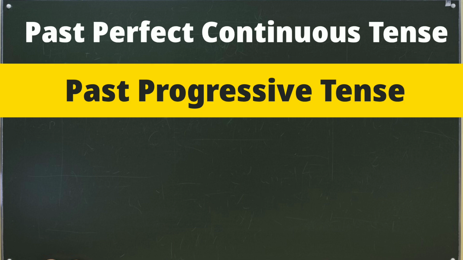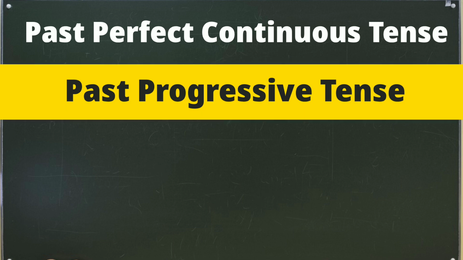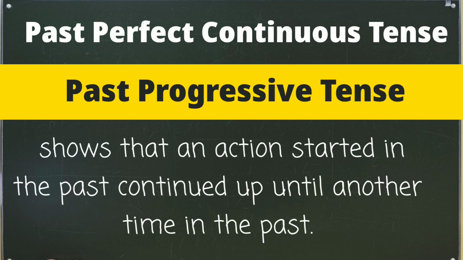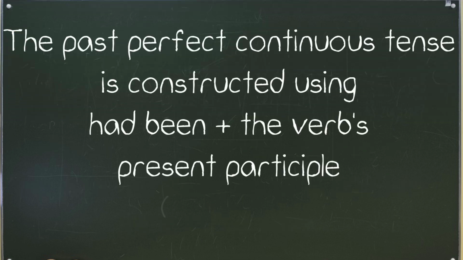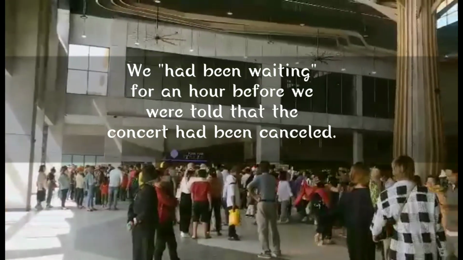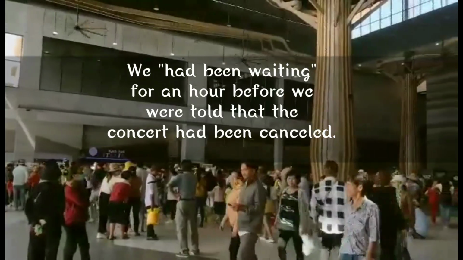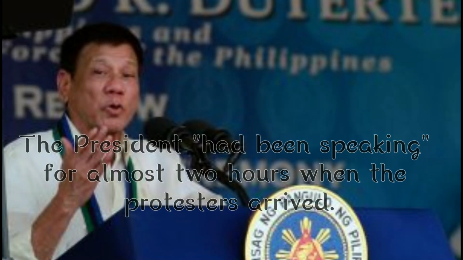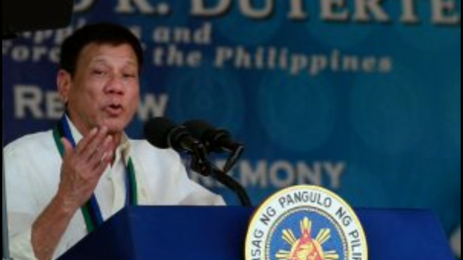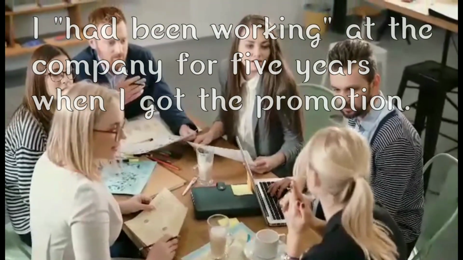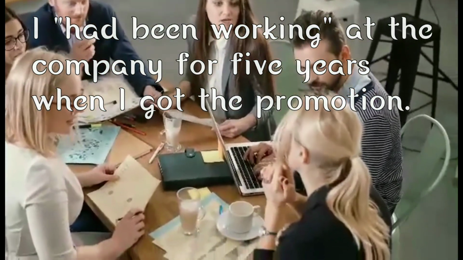Next, past perfect continuous. The past perfect continuous tense, also known as the past progressive tense, shows that an action started in the past and continued up until another time in the past. It is constructed using had been plus the verb's present participle. Example: we had been waiting for an hour before we were told that the concert had been cancelled. The president had been speaking for almost 2 hours when the protesters arrived. I had been working at the company for 5 years when I got a promotion.